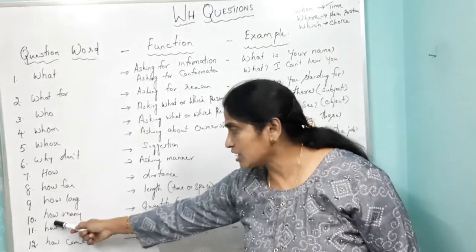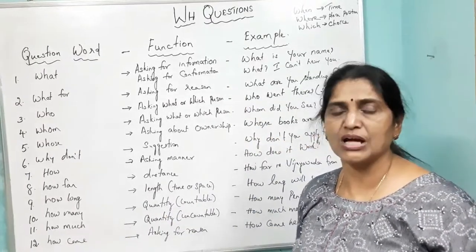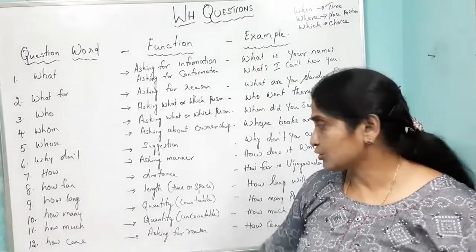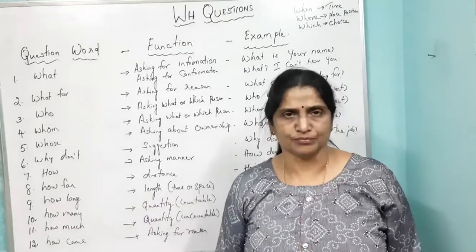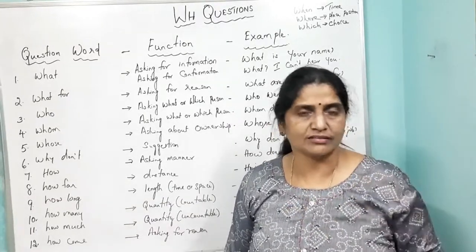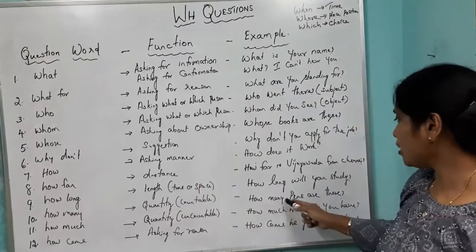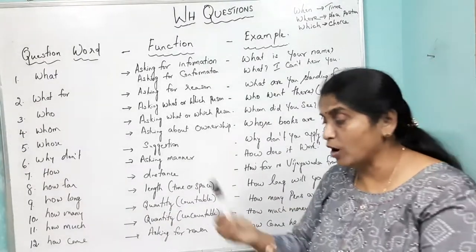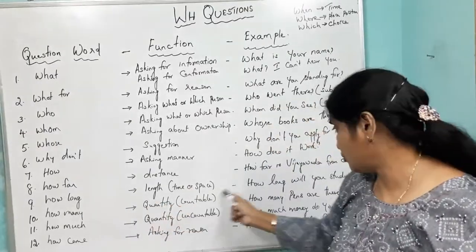Then the next one is how many. How many brothers do you have? How many sisters do you have? How many are you? So this how many is quantity. It is countable. Okay, so 1, 2, 3, like that you can count the number, and that is how many. So how many pens are there? You can count them 1, 2, 3, 4. So I have 4 pens. So that is how many.